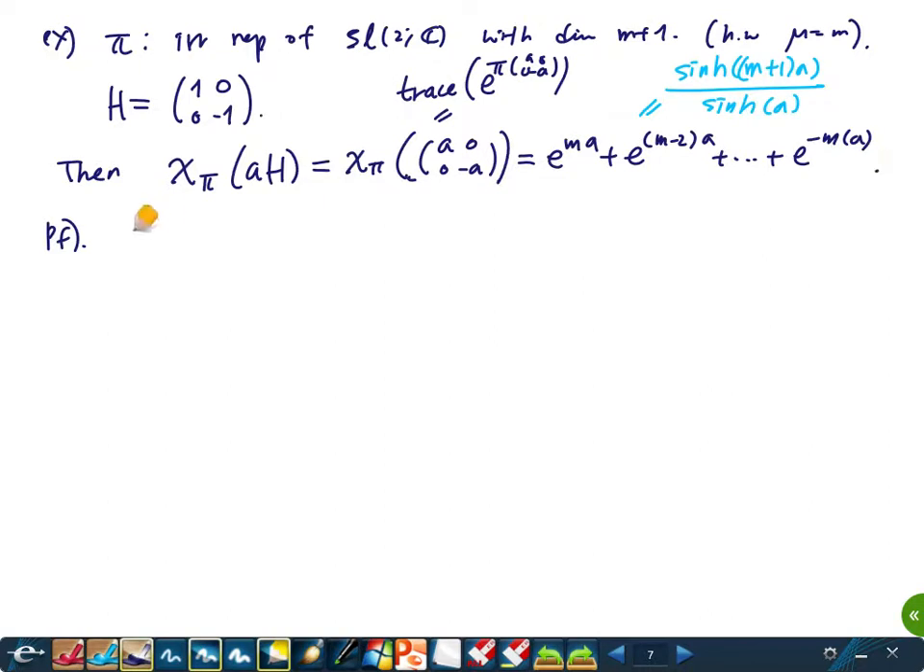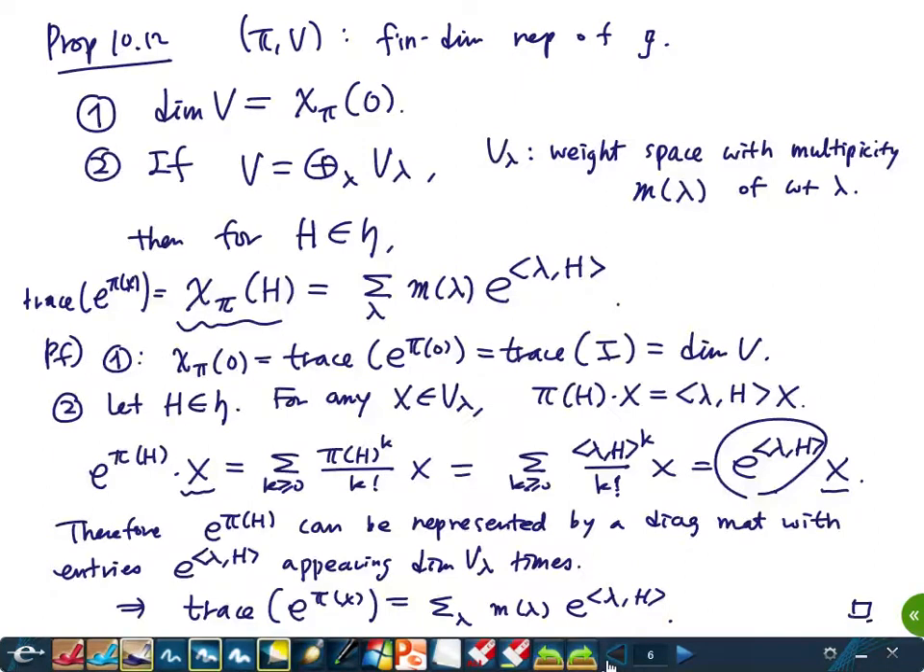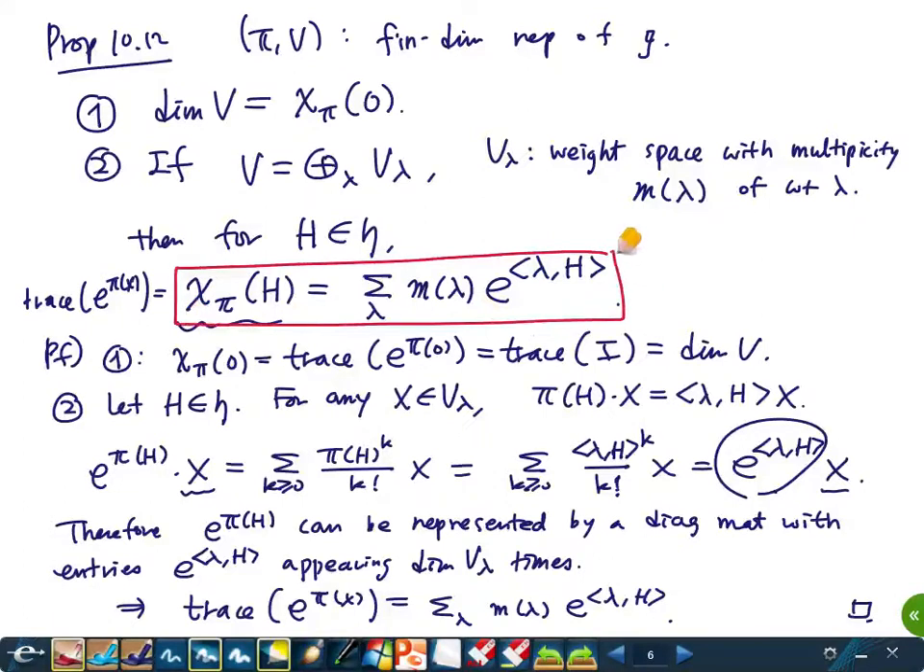So what are the weights? I'm going to use this. Oh, by the way, I forgot to mention. From now on, we will take this as the definition. This can be taken as an alternative definition of character.